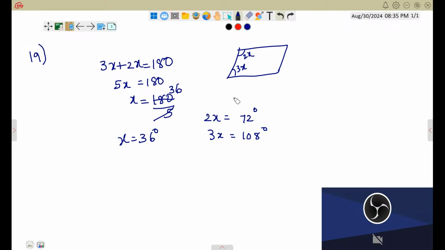Understand? Right. Very good. Then go to the next problem. Question number 20.